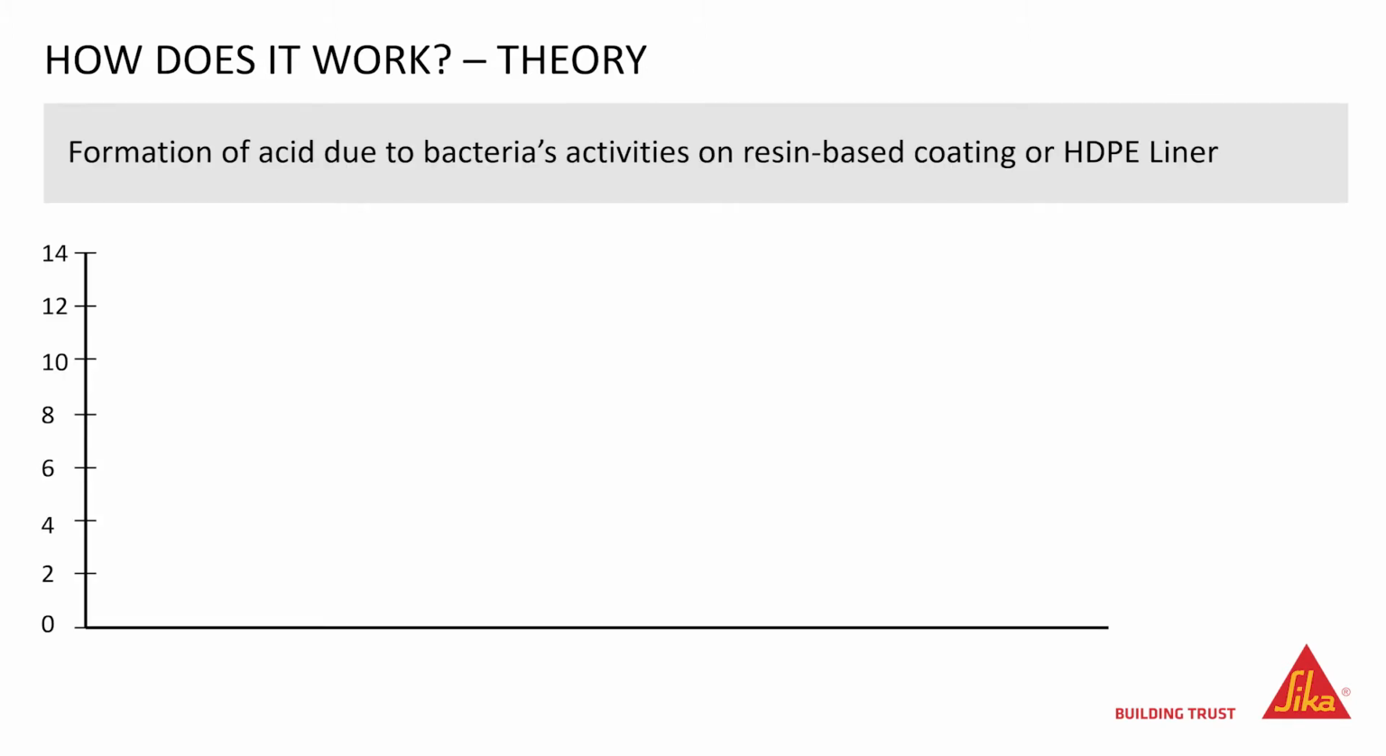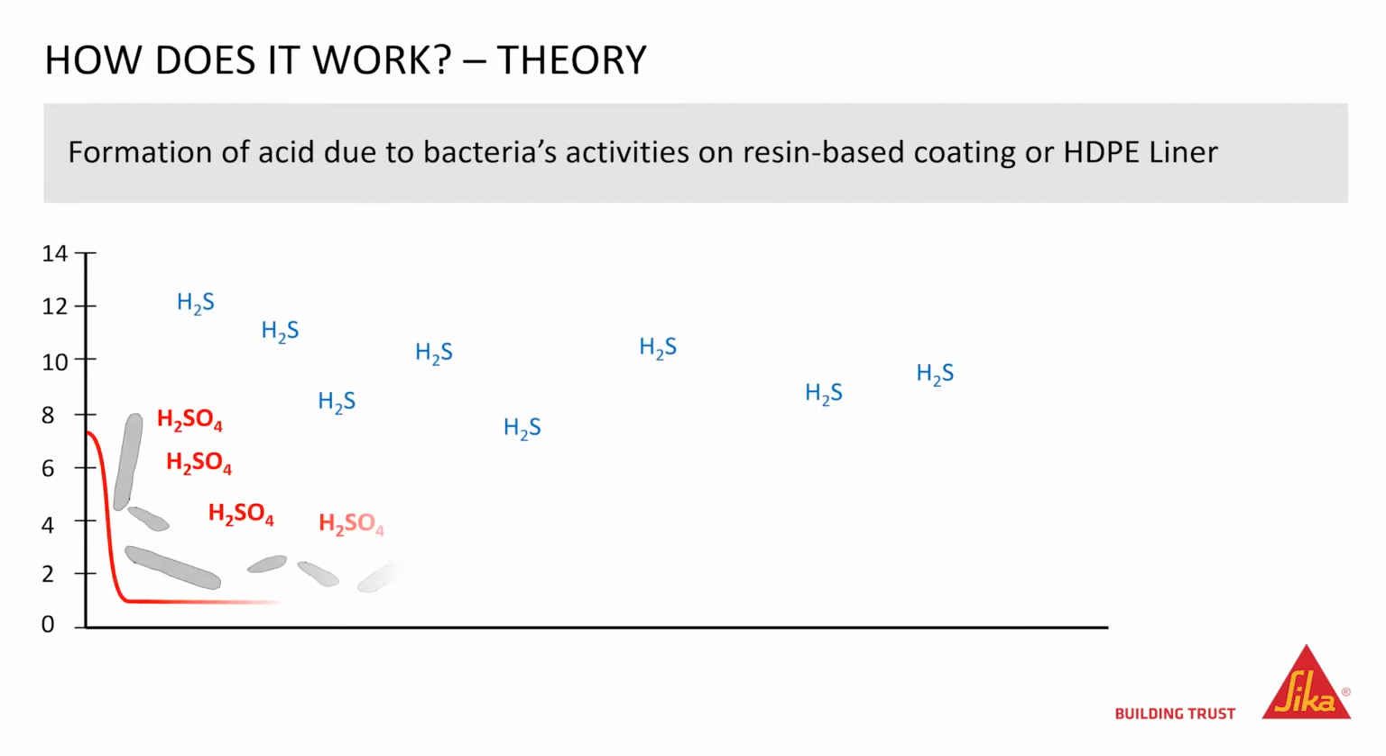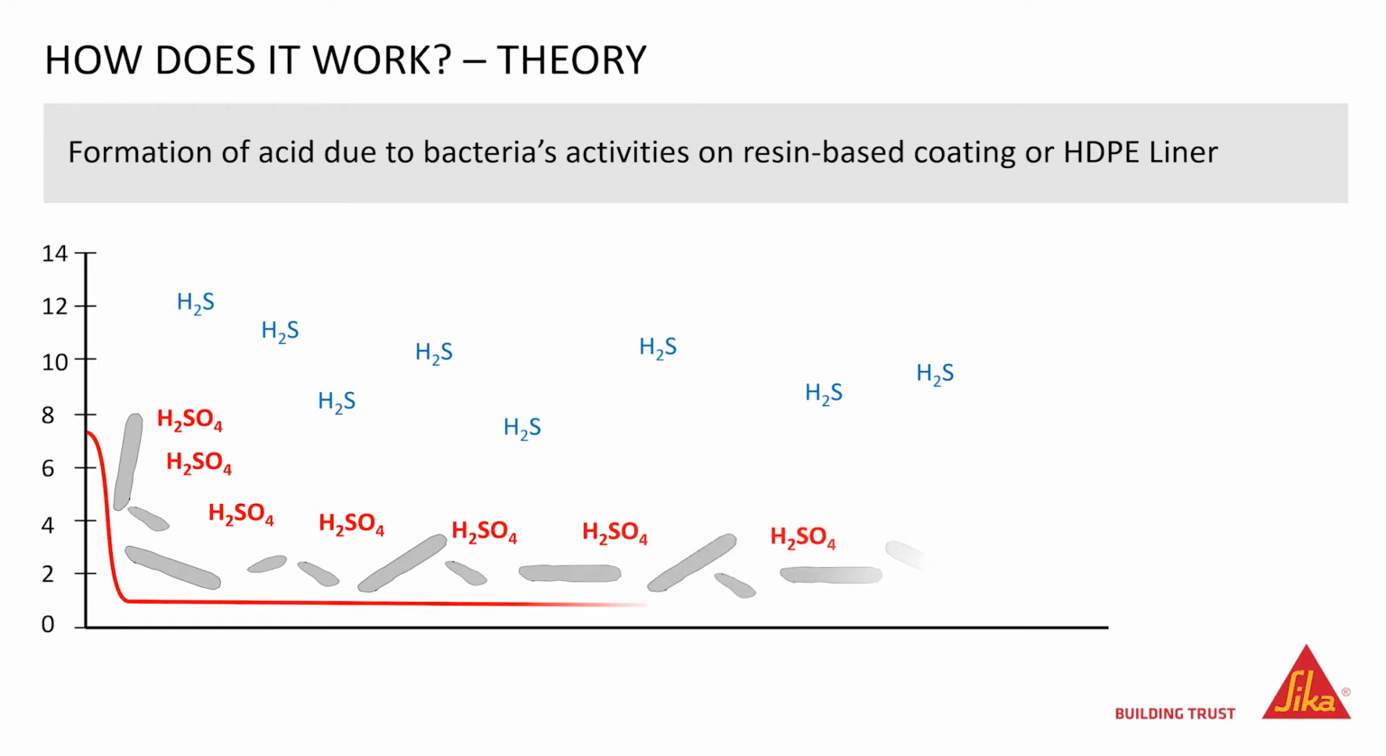In the case of resin coatings, or an inert liner such as HDPE, there is no buffering of the pH. As soon as there is hydrogen sulfide in the aerial part and the presence of bacteria and humidity, this H2S is transformed into acid and the pH drops immediately to a very low level, as shown in the animated graph.